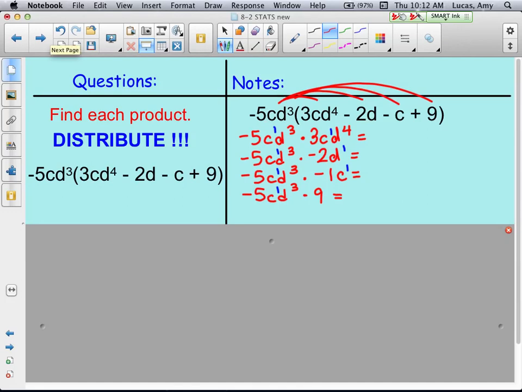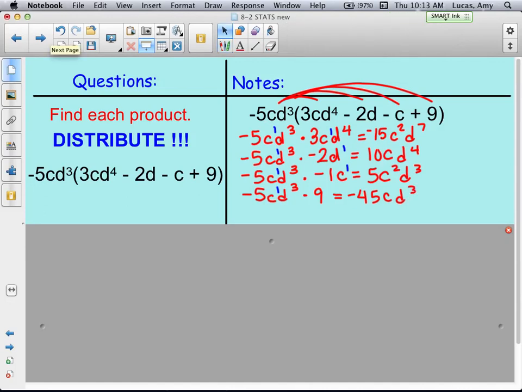So multiplying negative 5 and 3 gives me negative 15. C to the first and c to the first would be c to the second. D to the third, d to the fourth, d to the seventh, like that. The next one, negative 5 times negative 2 is positive 10. C to the first, and d to the third, d to the first, so d to the fourth altogether. Next one, negative 5 times negative 1 is 5. C to the second, d to the third. And last, negative 45, c, d to the third.